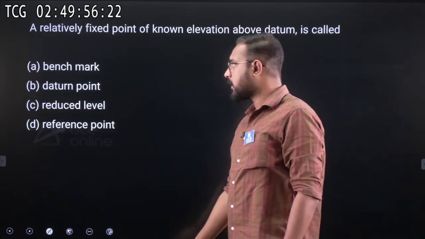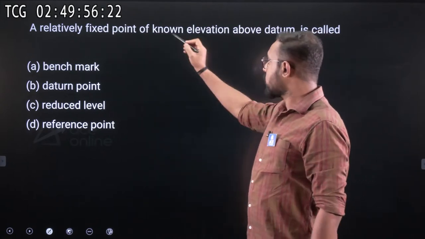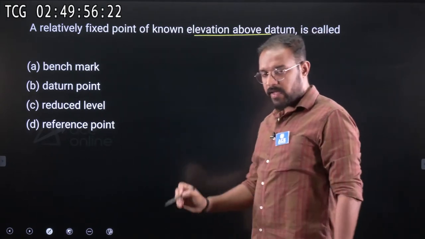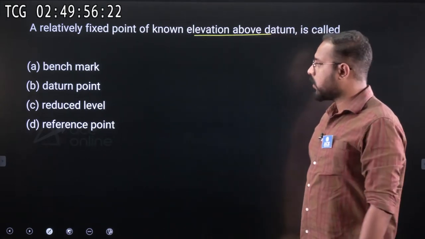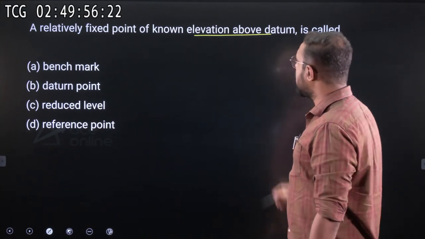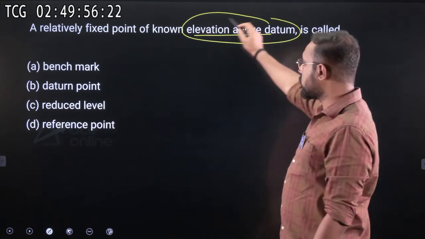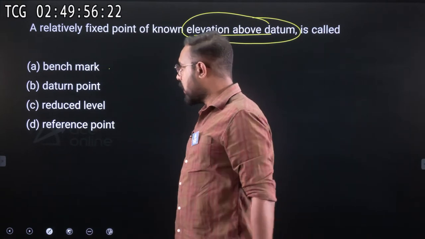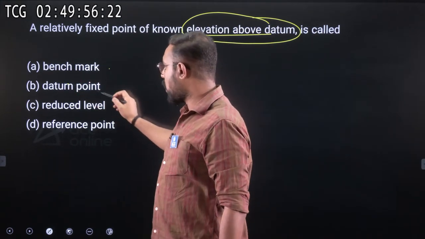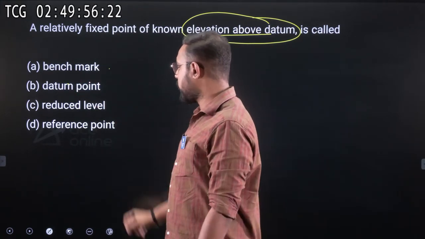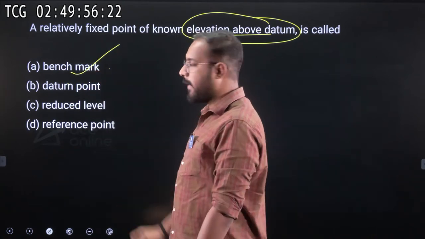Next step. Look at this. This is a question from leveling. It's a very, very important chapter for us, so let us go through that. A relatively fixed point of known elevation above datum is known as a benchmark. Datum point is wrong. Reduced level is wrong. Reference point is wrong. The best answer is benchmark.